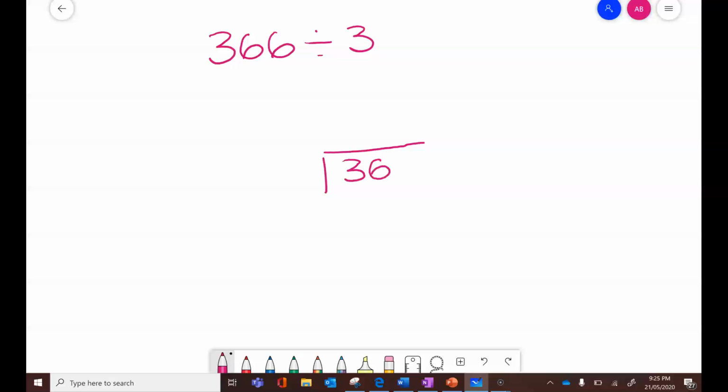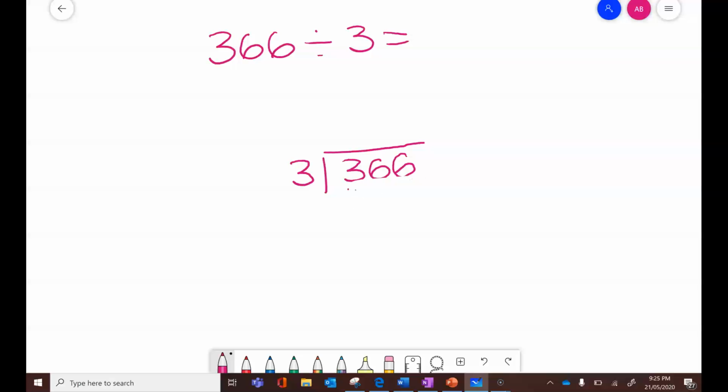So 366 is what I have, 366 lollies. And I'm going to divide it into 3 groups. So 3 people can have those lollies. How many will they get each? Let's work it out. So the first thing I do is I treat each of these numbers as a separate digit. So this 3 is not 300 anymore, it's just 3. This 6 in the middle is not 60 anymore, it's just 6. And the 6 at the end is still just 6.